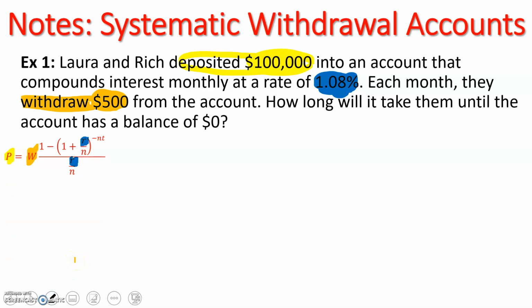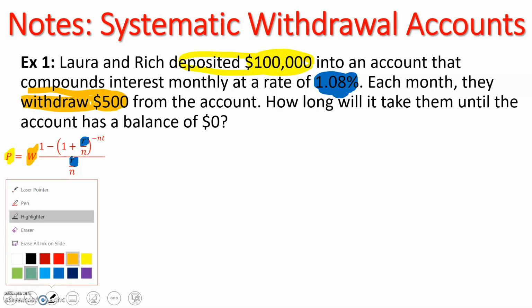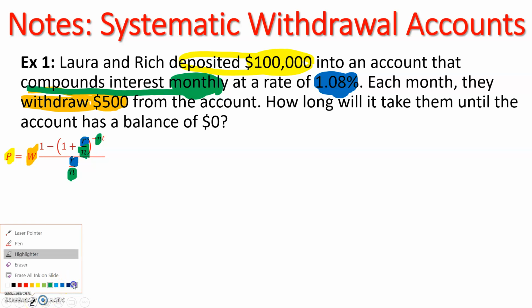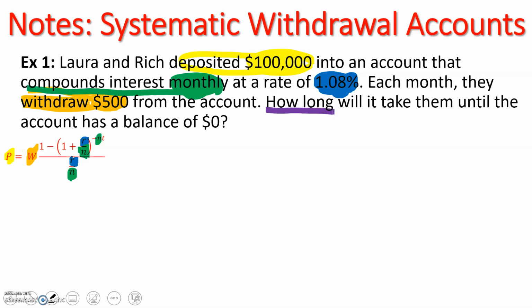Then we have our compounding frequency, and we can see here, compounds monthly. So we know our compounding frequency is 12 times a year. So that's our N, which goes here, here, and here. Now note, the only thing we don't have is the time, or how long. And we can see that that's the question we're trying to answer. So we're trying to find T. All right, let's go ahead and plug in all the information we know.